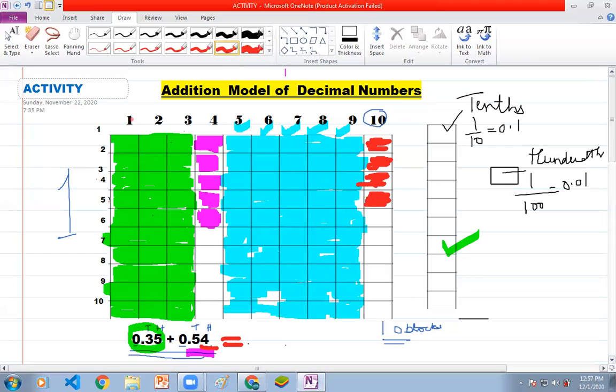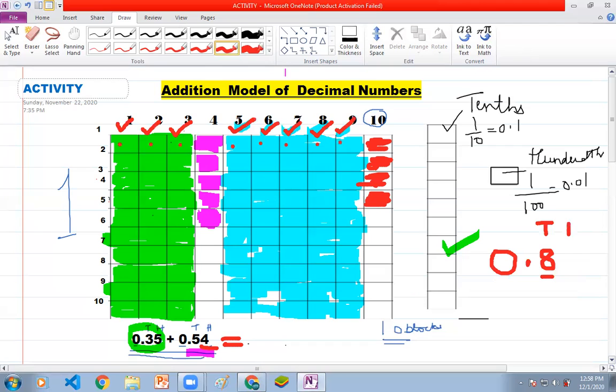So I have to count the tenths first, right? How many columns do I have? That will give me the tenths place. So 1, 2, 3, 4, 5, 6, 7, 8. 8 tenths I have. It means that you have to write 0.8, because after the decimal point, it will represent the first place. This is your tenths place. How many columns have you shaded? 1, 2, 3, 4, 5, 6, 7, 8 columns have been shaded.